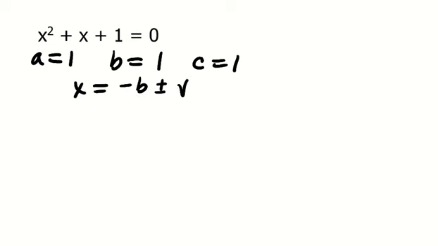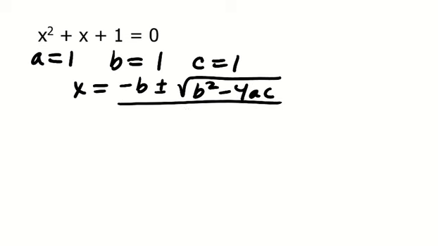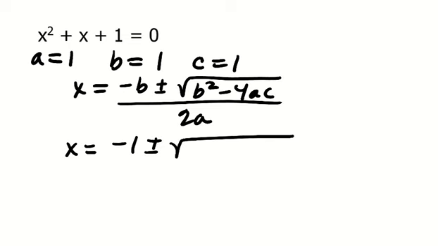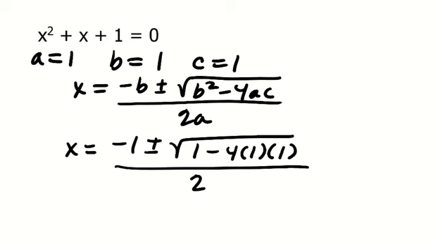X is negative b plus or minus the square root of b squared minus 4ac all over 2a. And then I'm going to plug in a, b, and c are all 1. So x equals negative 1 plus or minus square root of 1 minus 4 times 1 times 1 all over 2 times 1.